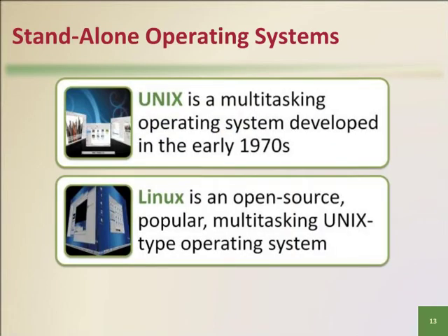Unix is a multitasking operating system. There are several versions of Unix. Unix is used by power users because of its flexibility and power. Most versions offer a graphical user interface.